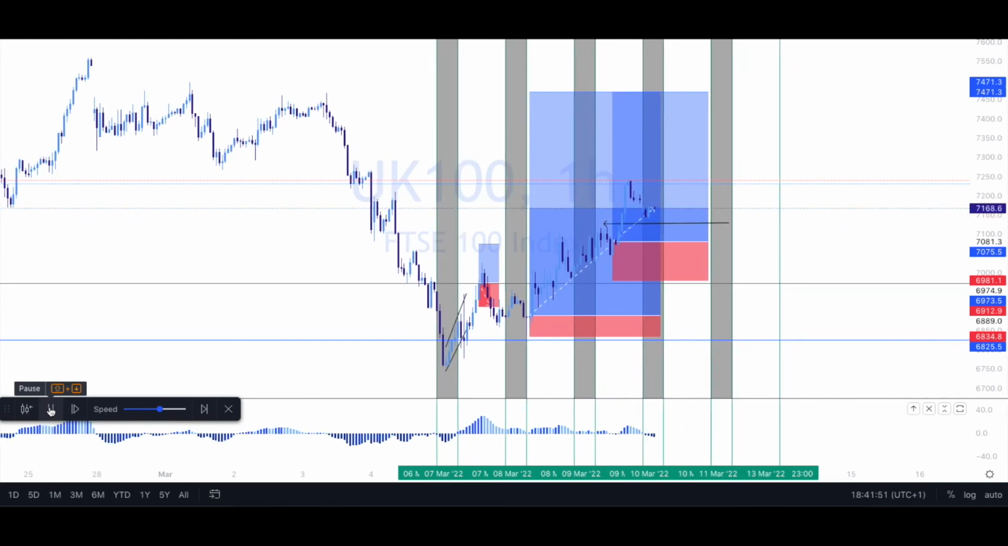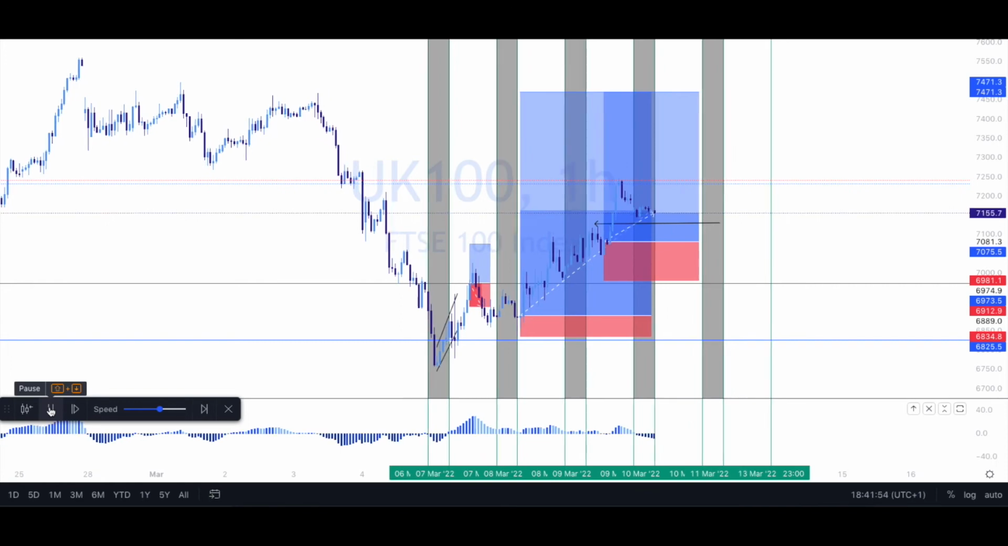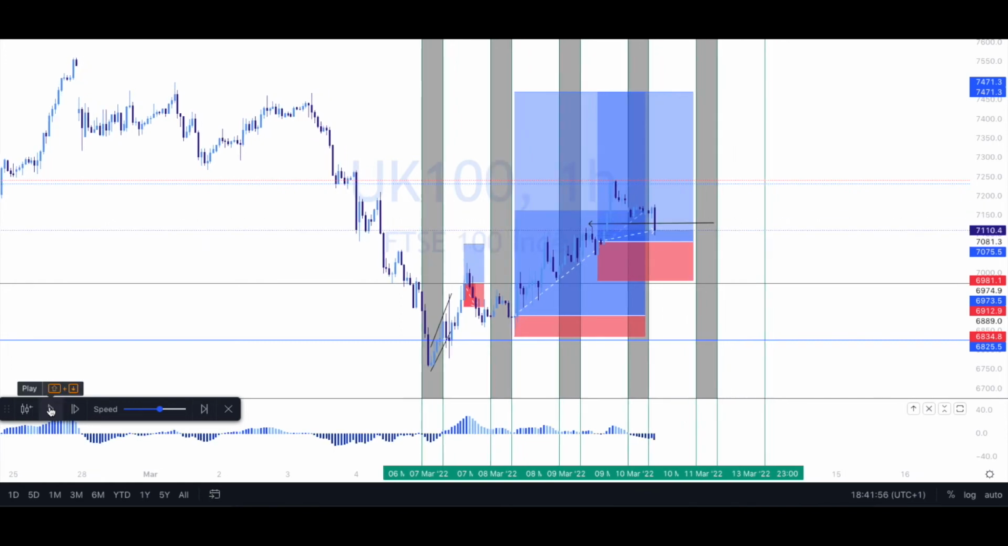Okay, it hasn't hit. We're gonna touch it. All right, okay, so we're out. So we're out right now. Okay, so we're out here. So now we need to see what I'm gonna do.